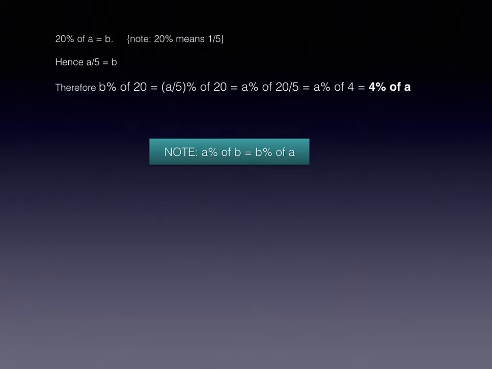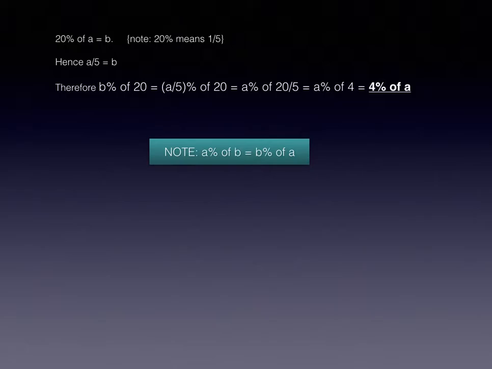To understand it better, you can try out the options. For example, 100% of 25 is equal to 25. Similarly, 25% of 100 is equal to 25. Therefore, 100% of 25 is equal to 25% of 100. A% of B is equal to B% of A.